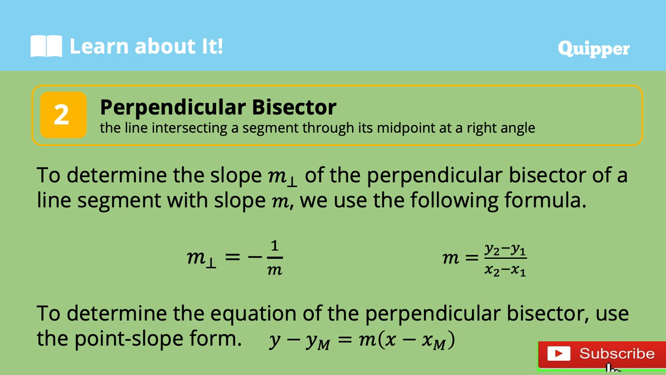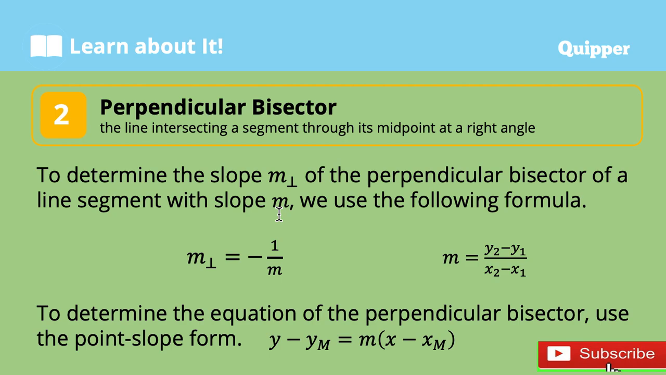Next, we have the perpendicular bisector. It is the line intersecting a segment through its midpoint at a right angle. To determine the slope of the perpendicular bisector of a line segment with slope m, we use the following formula. For the slope of a perpendicular bisector, we use this symbol. And for the slope of a line or slope of a line segment, we use m.